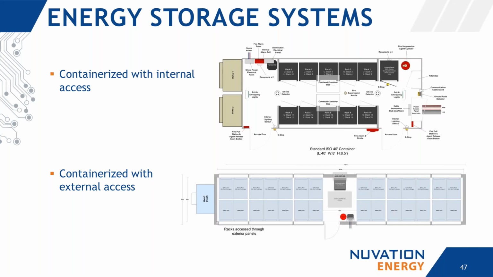However, the trend we are seeing now is towards solutions with external access and removable panels on the outside of the container that provide access to the battery racks. This is because it has the added benefit of increasing the energy density, as the 3-foot aisleway can now be used to store more energy. In the 2 diagrams here, the top having internal access and the bottom having external access, you can notice a significant amount of increased space for the battery racks in the lower diagram.